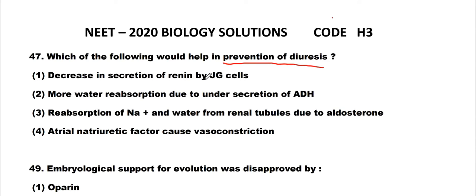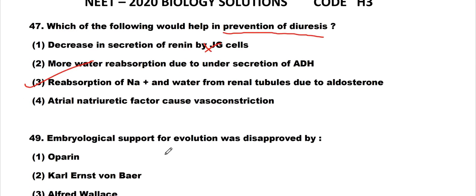Decrease in secretion of renin by juxtaglomerular cells. This cannot be the answer. Next, we go to the second option. More water reabsorption due to under secretion of ADH. Yes, this also takes place, but it is not to prevent, it is to promote diuresis. Next, reabsorption of sodium and water from renal tubules due to aldosterone. So this is the correct answer.